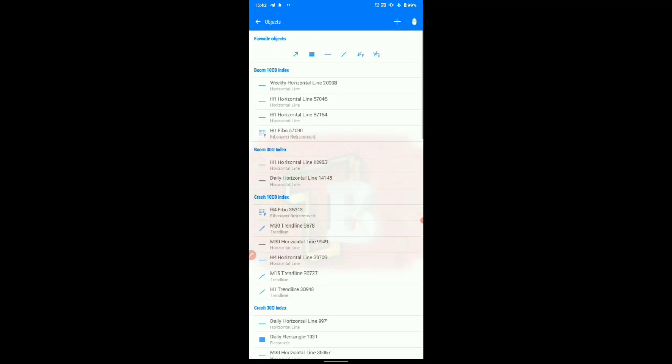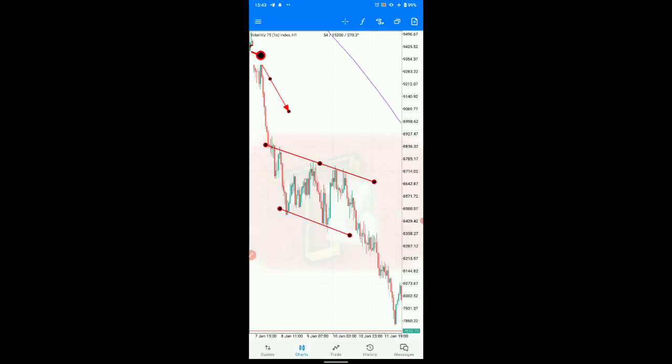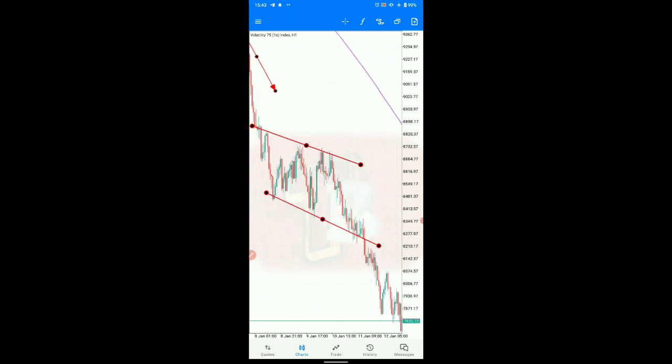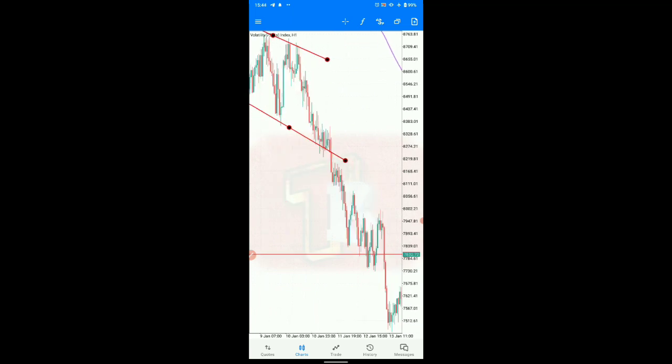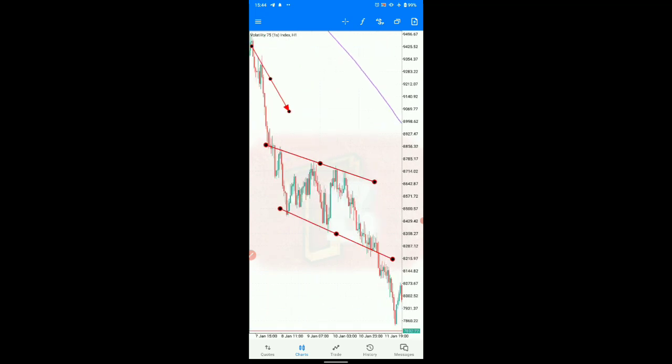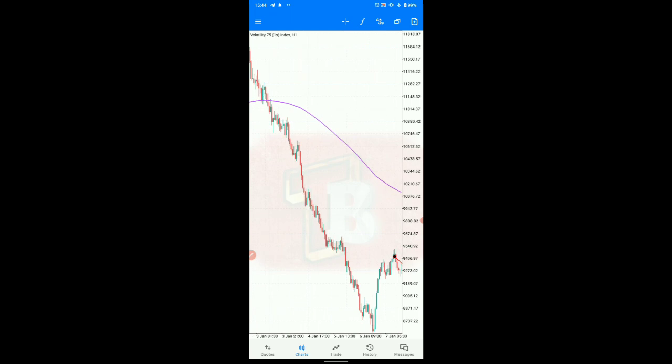There's a channel right there. You have another channel right here. You see it? It's breaking this channel. This is the channel, and the channel has been broken. And once the channel is broken, there is also an impulsive move from this up down. And if you check here, we have a double top. That's a confirmation that you can enter the market.